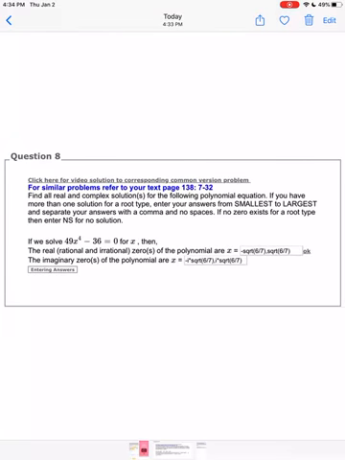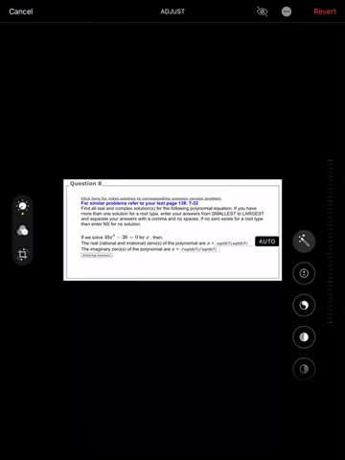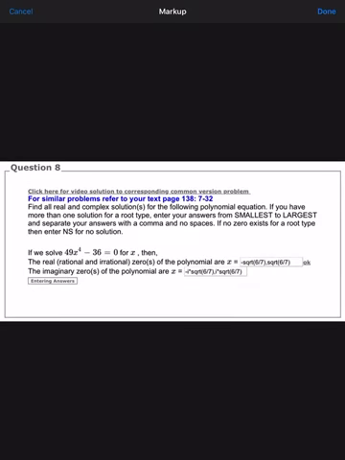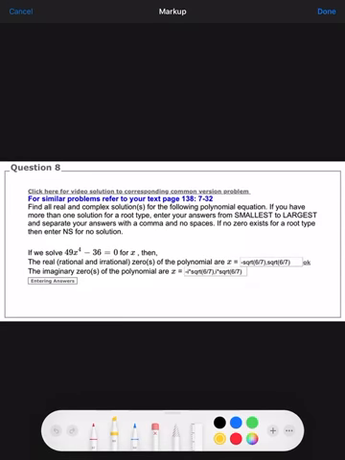All right, the next problem I'm looking at is question 8, and this is on homework 5A. Okay, so we're going to take a look at this one. It says, find all real and complex solutions for the following polynomial equation. If you have more than one solution for a root type, enter your answers from smallest to largest, separate your answers with a comma, no spaces, and then you can enter NS if there's no solution.